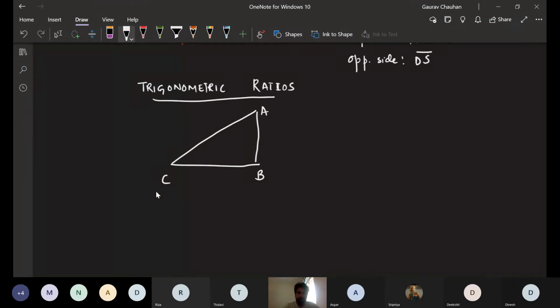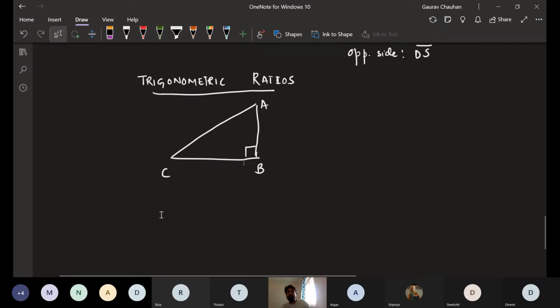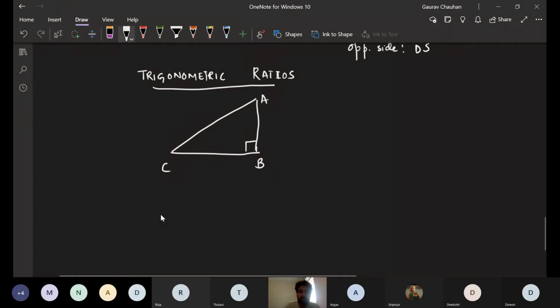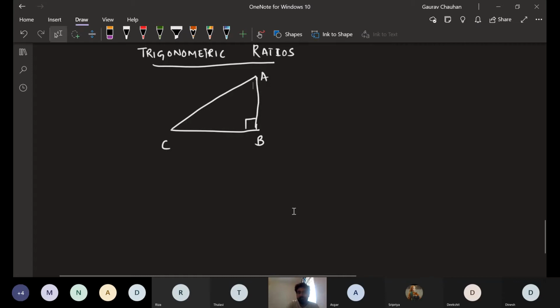Let's call it a proper right triangle, ABC. What is the hypotenuse here, Hemanji? Yes, AC. AB and BC can be adjacent or opposite depending on which angle you take. For this particular topic, I'm going to take this angle as theta. We can also just call it angle C, but since we have learned this notation, we're going to use it. Take this triangle down.